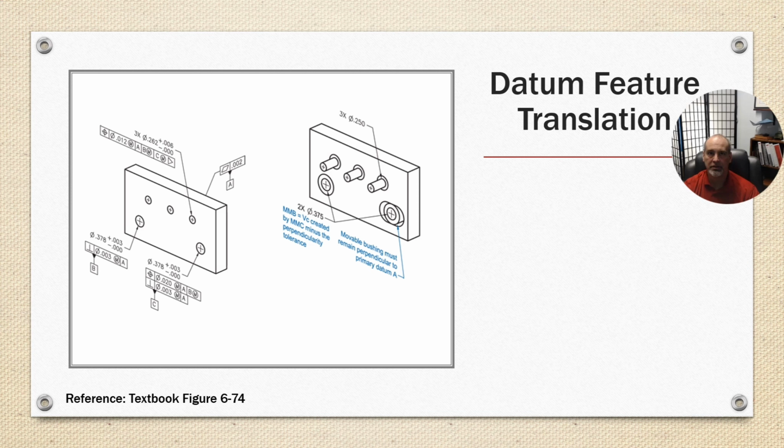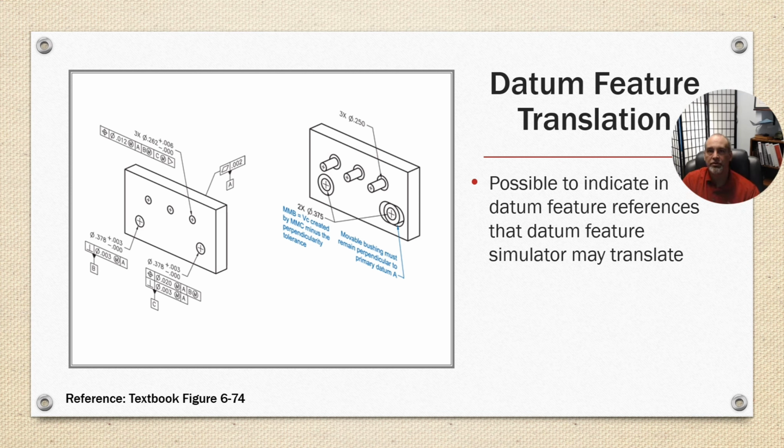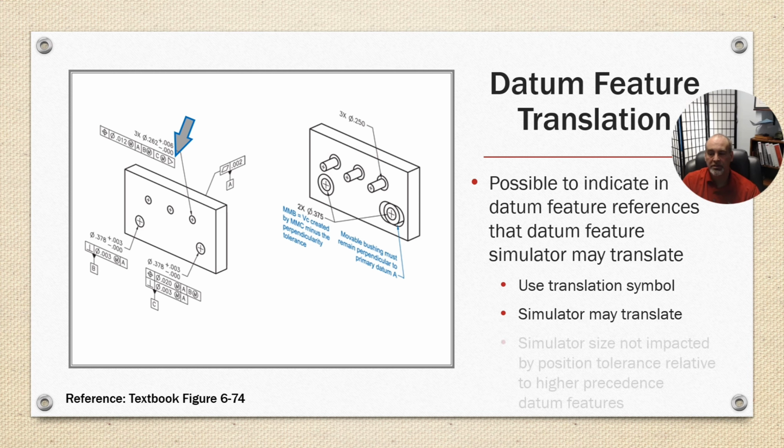Datum feature translation. It's possible to indicate in datum feature references that the datum feature simulator may be translated to another part or a fixture. So you're going to use the translation symbol, which is highlighted by the gray arrow in the GD&T callout we see here for a hole pattern. And it looks like the play button, sort of. And the simulator may translate. And the simulator size is not impacted by the tolerance relative to the higher precedence datum features. So in this case, datum C can be projected and doesn't necessarily control linear movement in that axis.